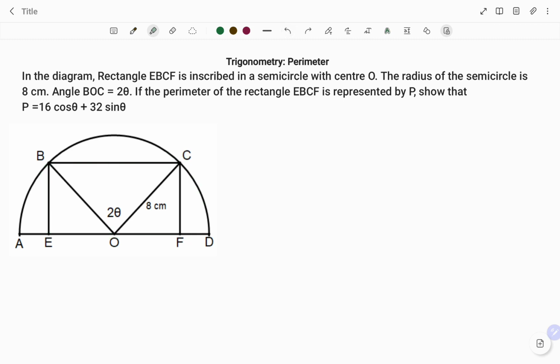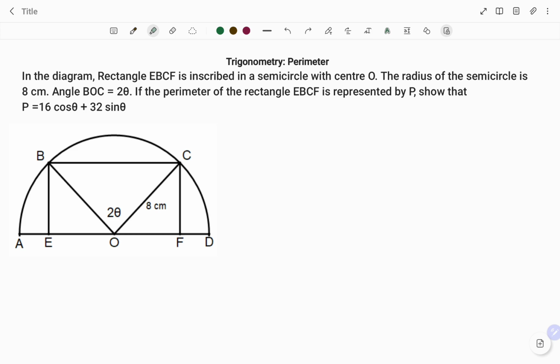In the diagram, rectangle ABCF is inscribed in a semicircle with center O. The radius of the semicircle is 8 centimeters. Angle BOC is 2 theta. If the perimeter of the rectangle ABCF is represented by P, we have to show that P equals 16 cos theta plus 32 sine theta.